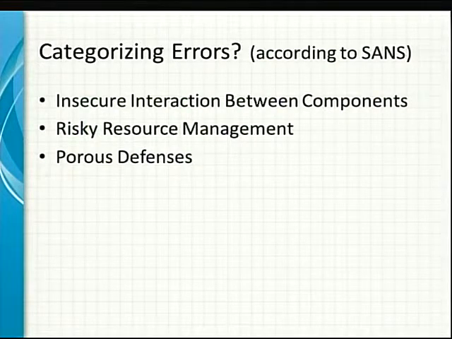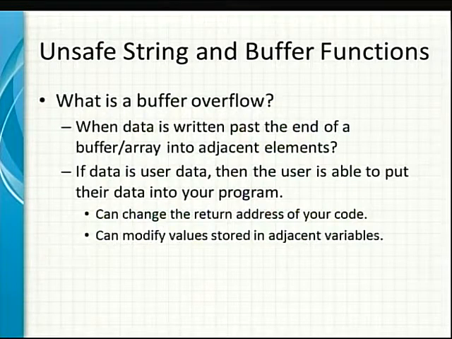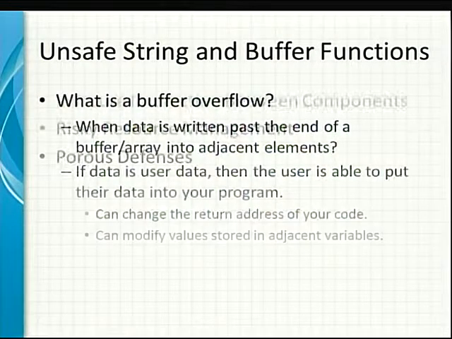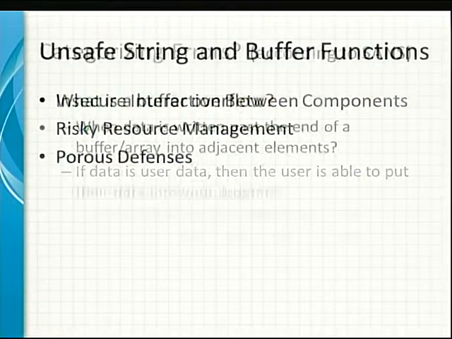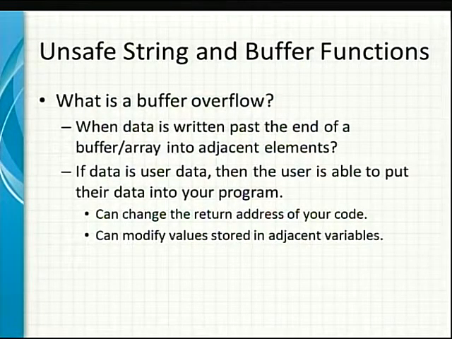If we want to look at different errors and these vulnerabilities, we see that there's a common categorization that can be used. We can categorize them in one of three ways: insecure interaction between components of your system, risky resource management, or porous defenses. A lot of these vulnerabilities seen out there in the wild can be broken up into these components. One of these, which fits under the category of risky resource management, is unsafe string and buffer functions.